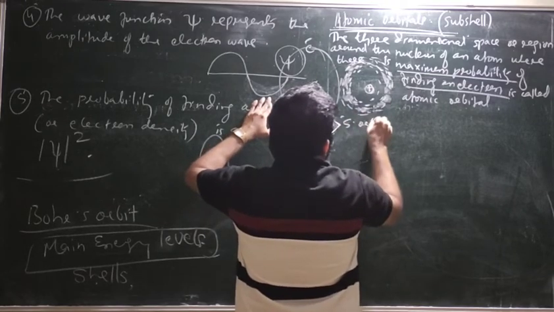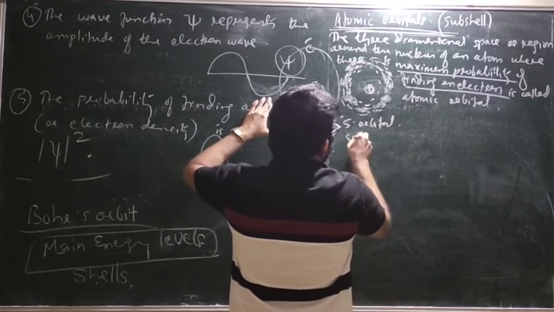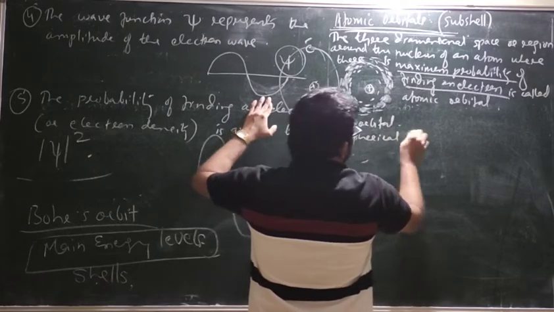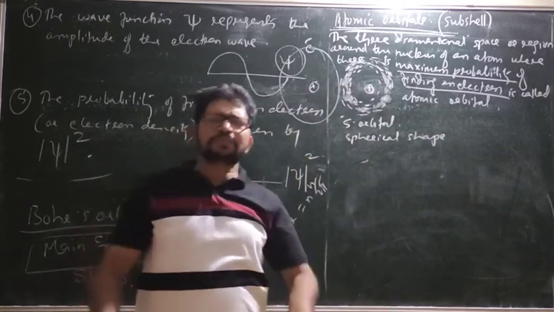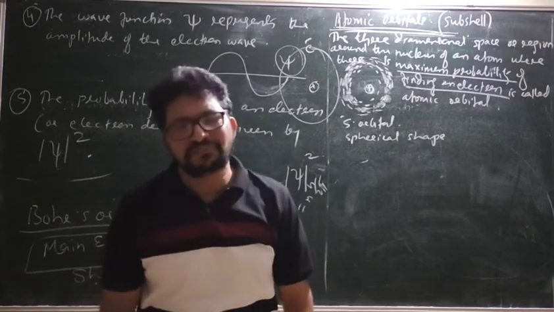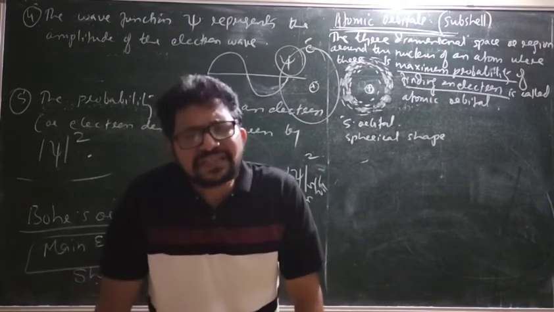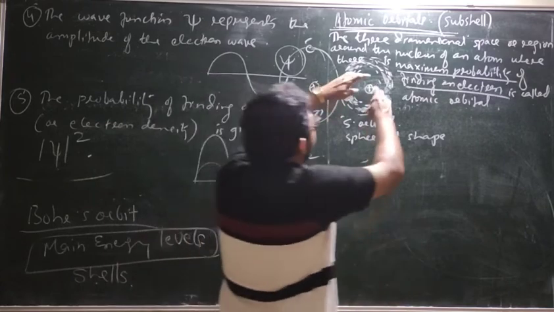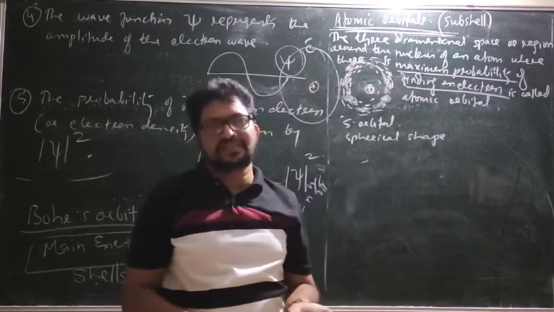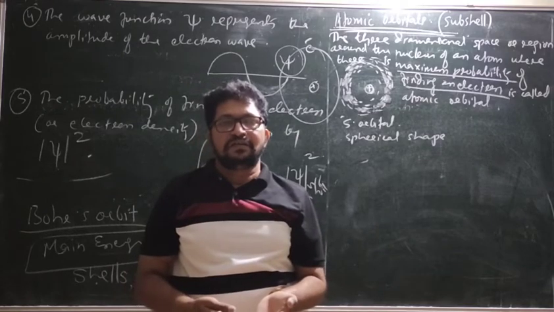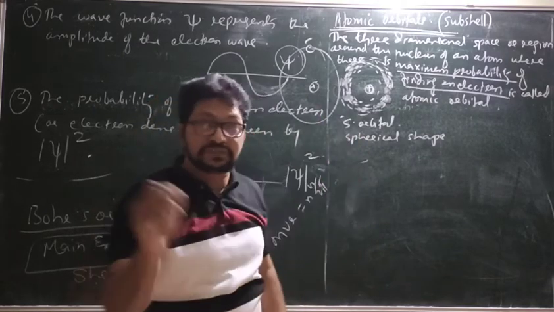S orbital. Spherical shape. Most of the times, the S electron was found within the sphere only around the nucleus. But all the times it is not.